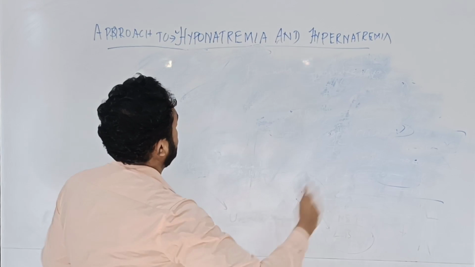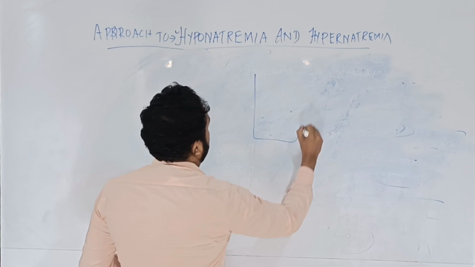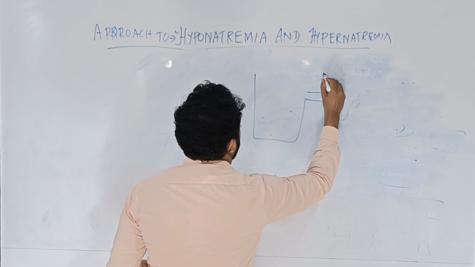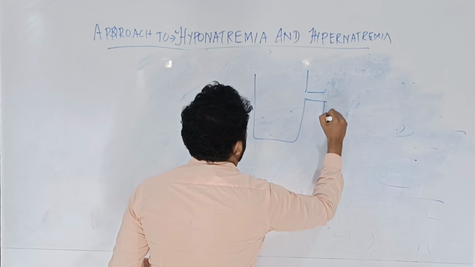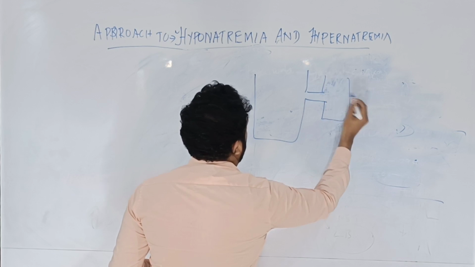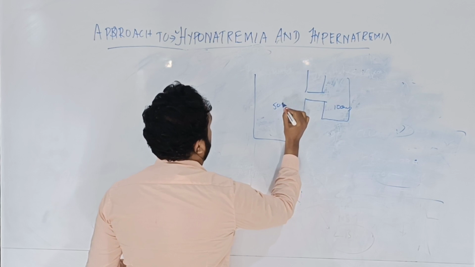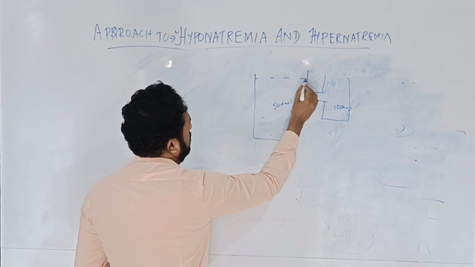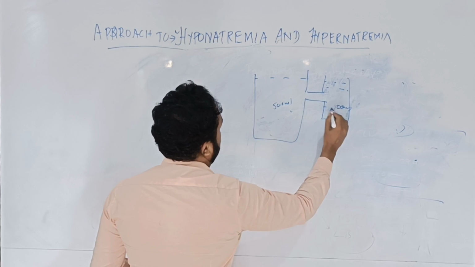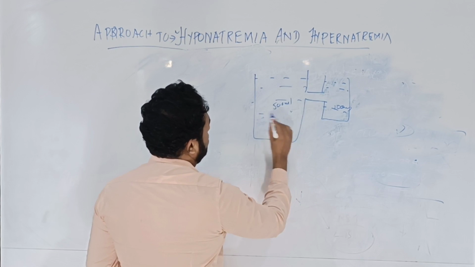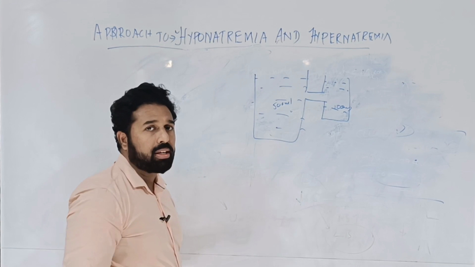Another important concept you need to remember in hyponatremia: I am drawing two containers here. One is a small container with a capacity of 100 ml. This one has a capacity of 500 ml. So you're filling both containers to their adequate capacity. From where to where will the water flow?